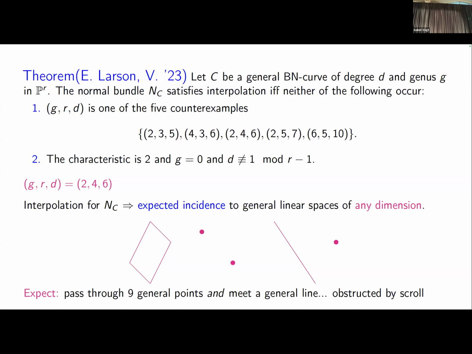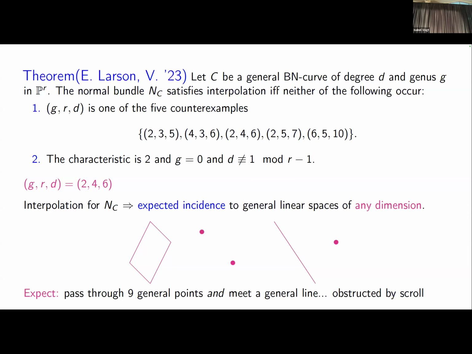So for this class of curves, for curves of genus 2 and degree 6 in 4-dimensional space, you expect them to pass through 9 general points and meet a general line, and they can't do that because the surface, the scroll that contains them, does not do that. So that's the geometric reason for this 5th counterexample.